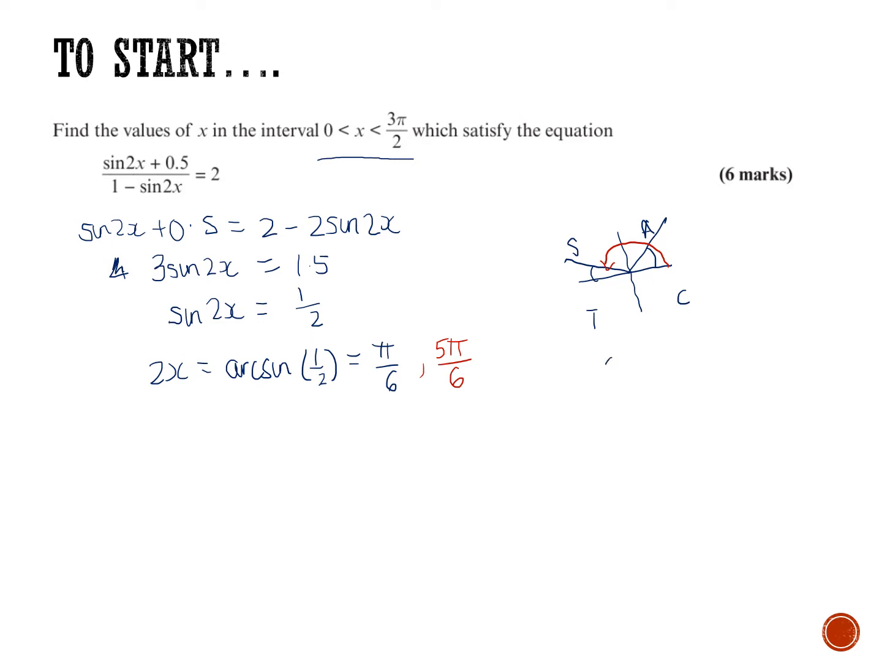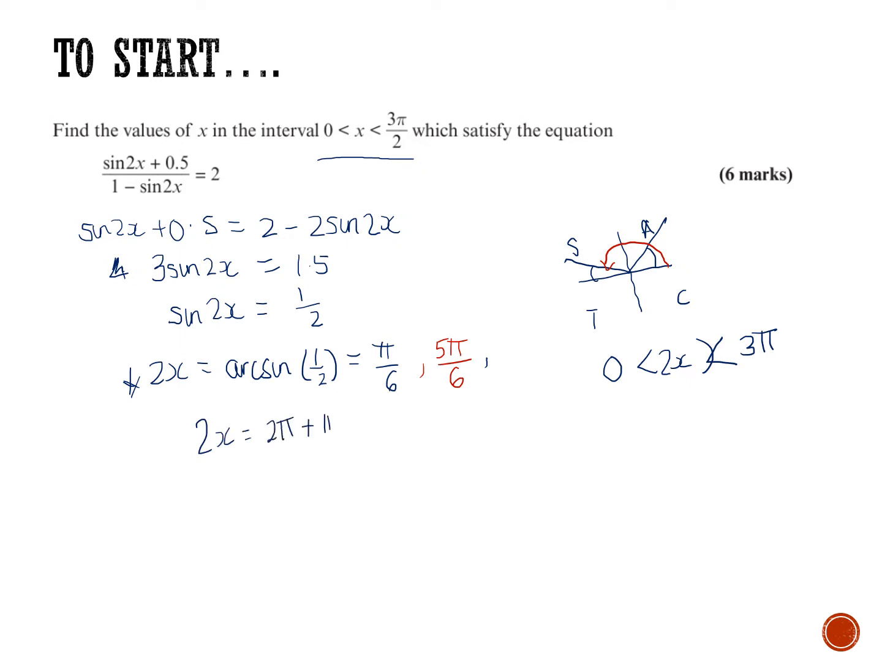So if I write out the equivalent interval for 2x, which is what I've got here, then that's going to be between 0 and 3 pi. So I need to get some more answers. How do I get some more answers? Well, I take these answers and I add 2 pi to them because that always gives me another set of answers. So if I do pi by 6, let's write it out.